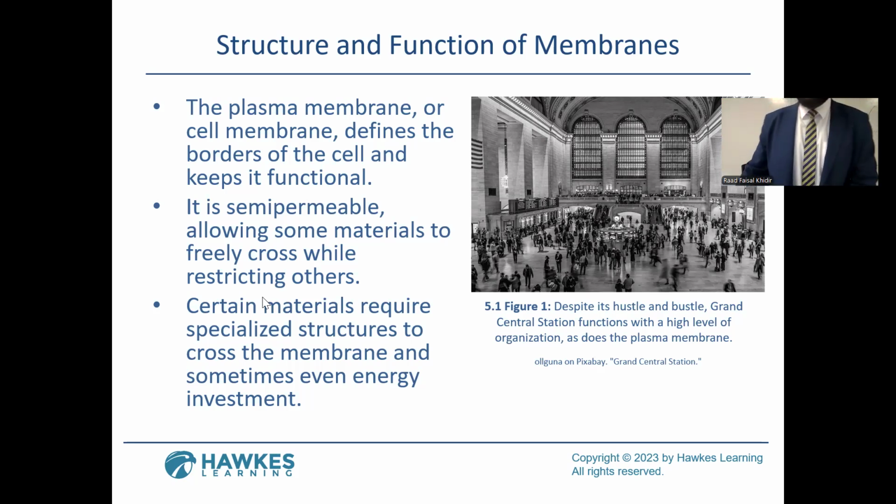So the plasma membrane, or the cell membrane, defines the borders of the cell and keeps it functional. It is semi-permeable, allowing some material to freely cross while restricting others. Who's freely crossing? Who's welcome to go through? The polar or non-polar? We said that in the middle, there are non-polar tails.